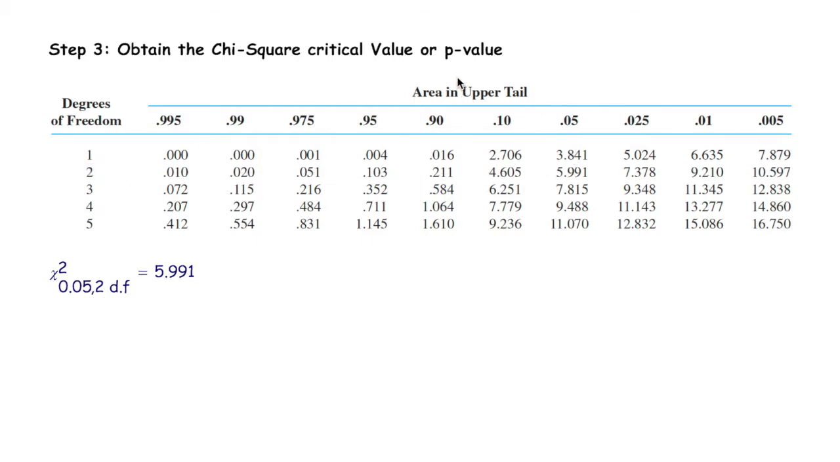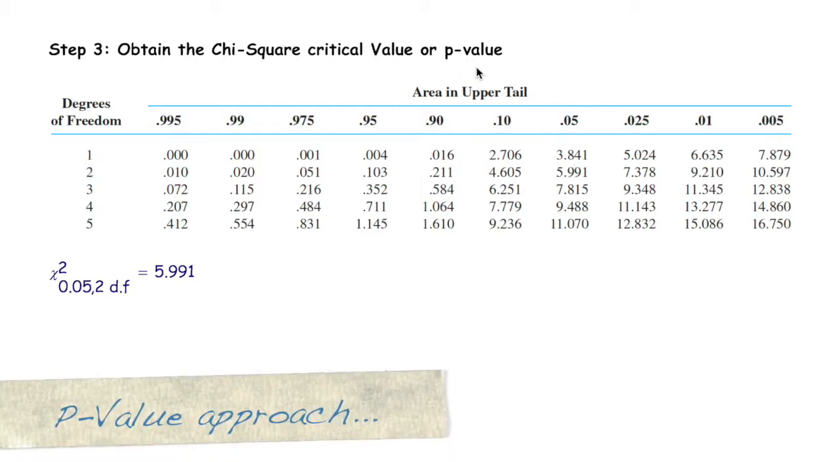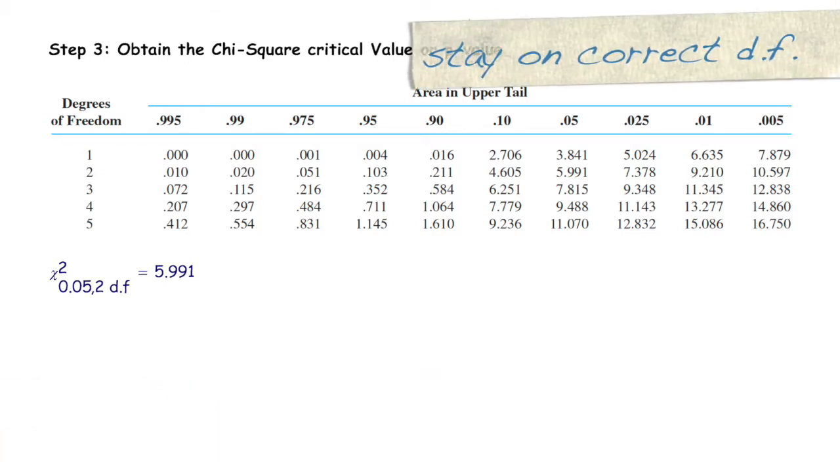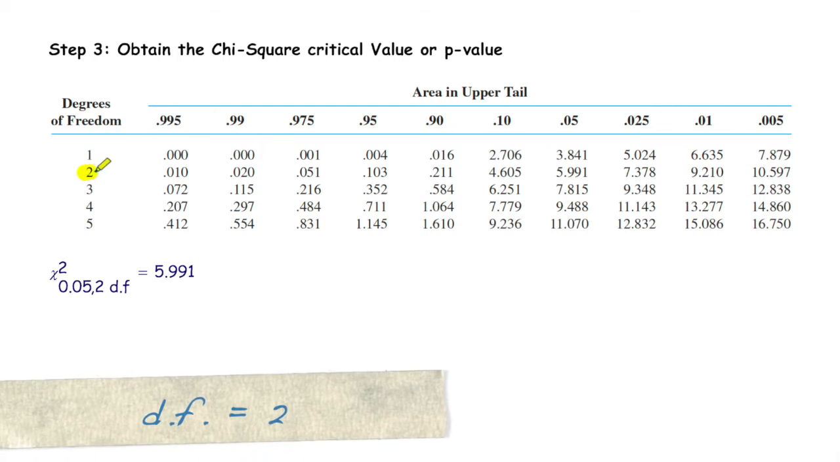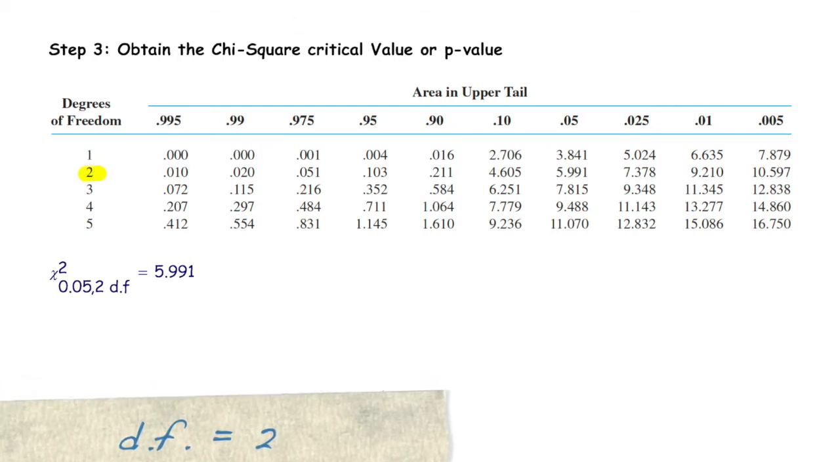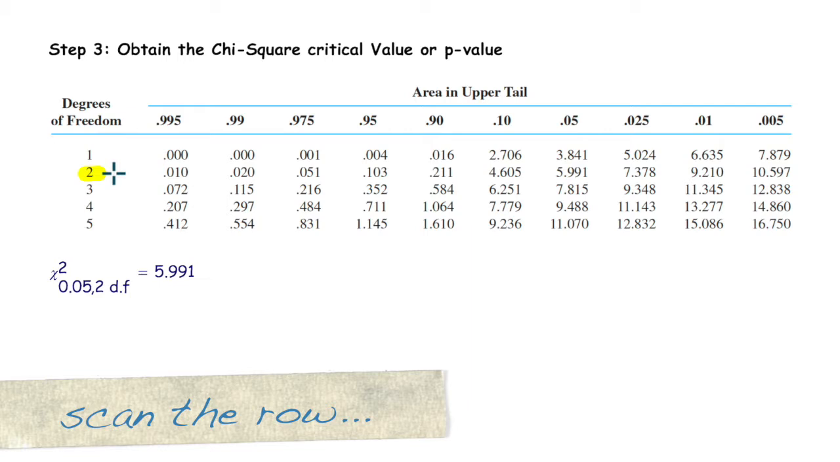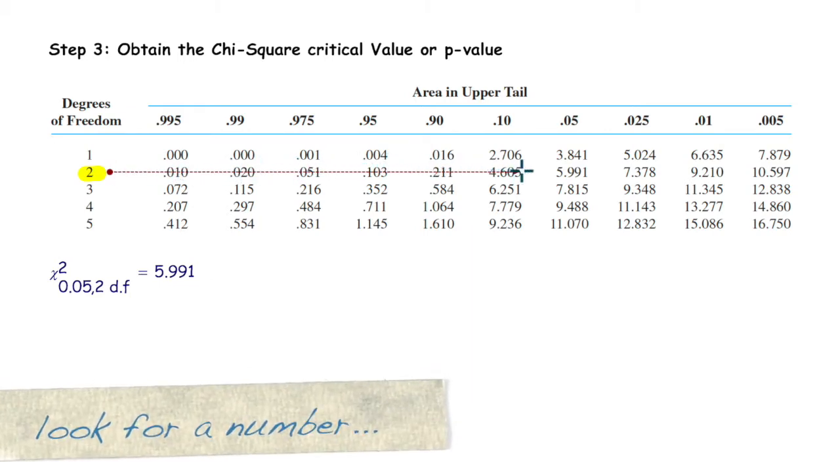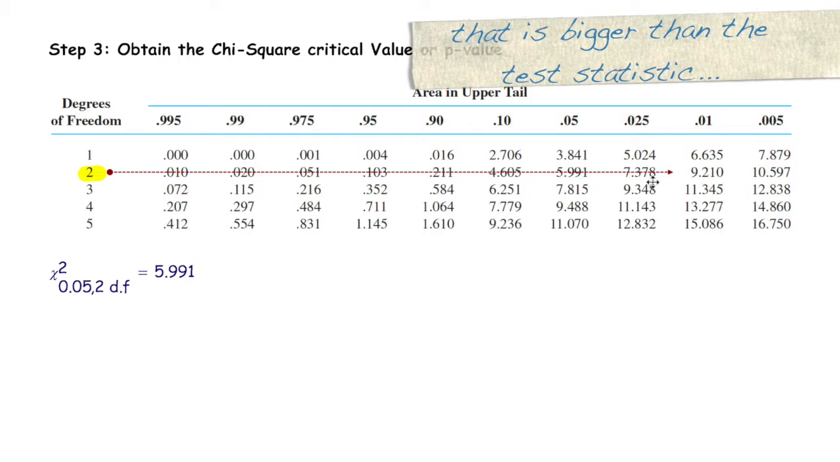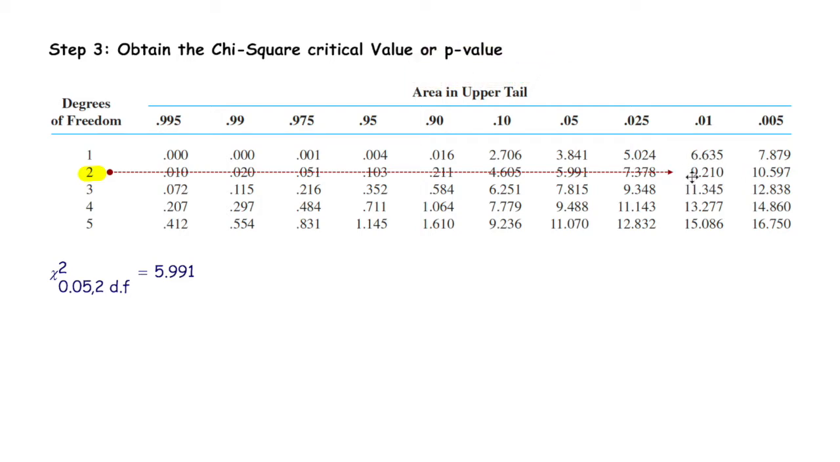The alternative is to use the p-value approach. Under the p-value approach, we begin by going to the appropriate degrees of freedom. So we're going to go down to 2 degrees of freedom. We're essentially going to stay on this row and we're going to scan this row until we find a value that is bigger than our test stat. So our test stat is 7.922, and so the value that's just bigger than our test stat happens to be 9.21.